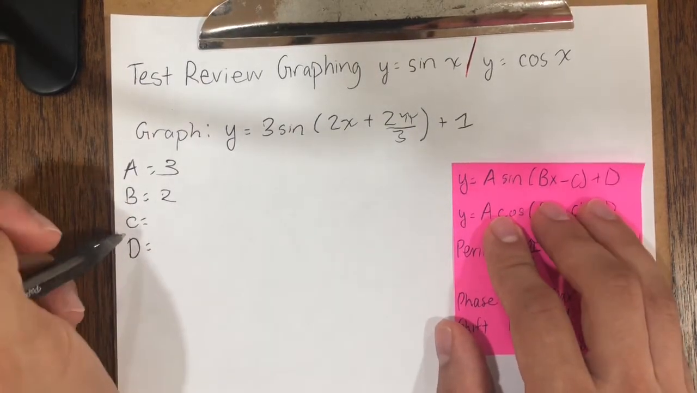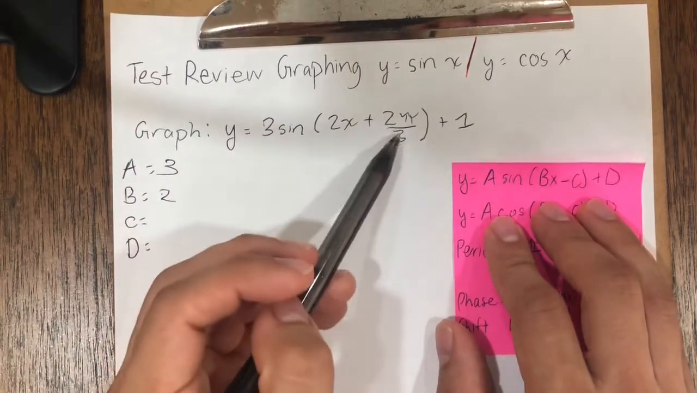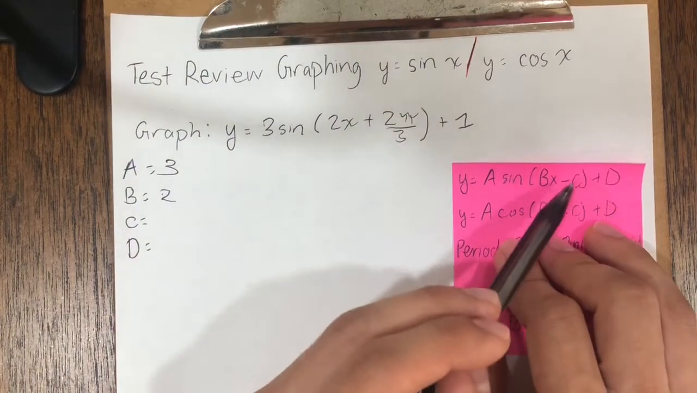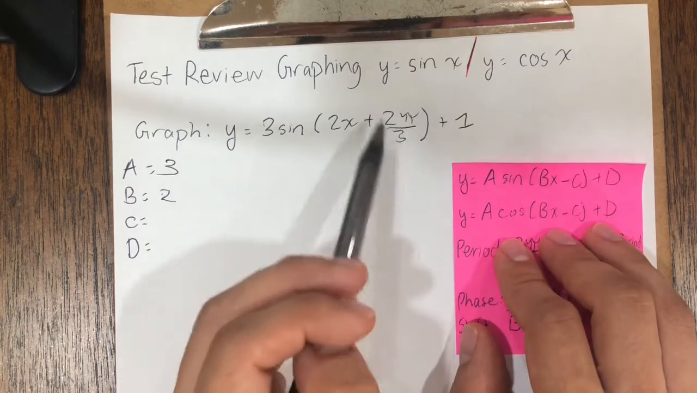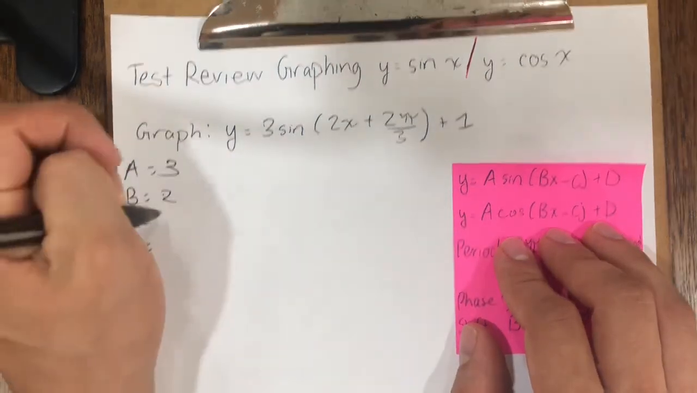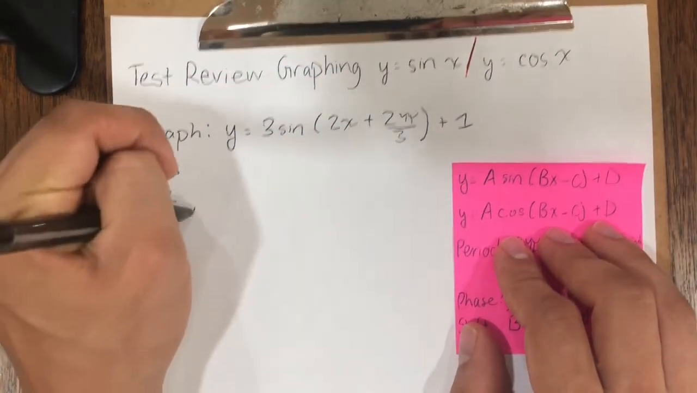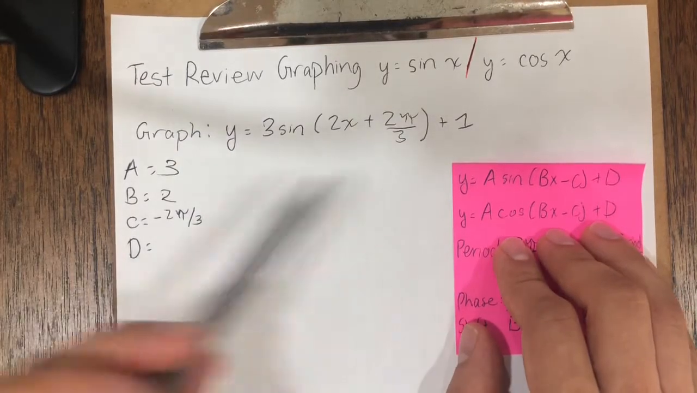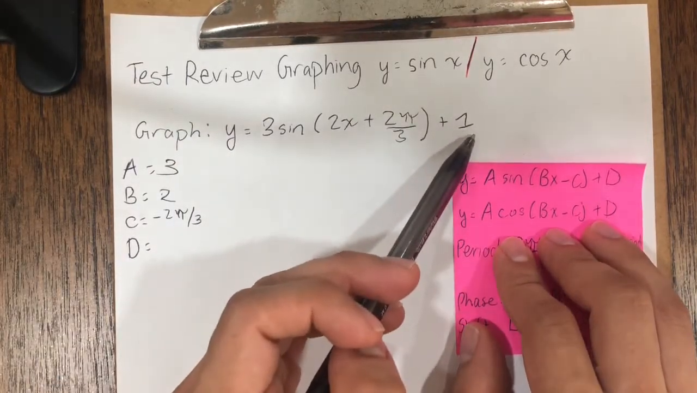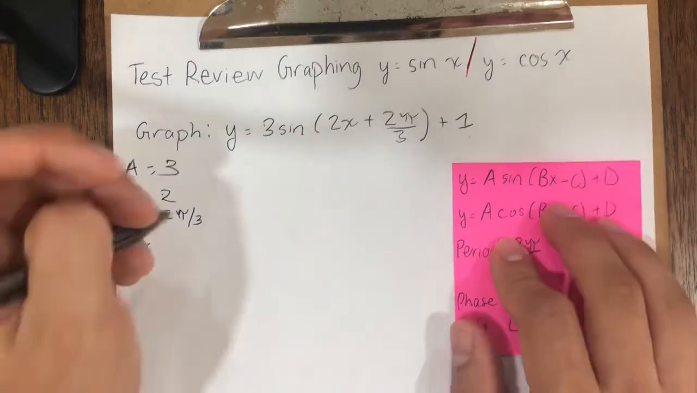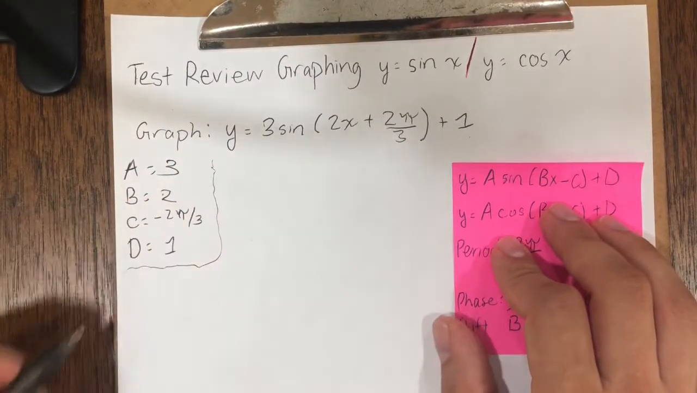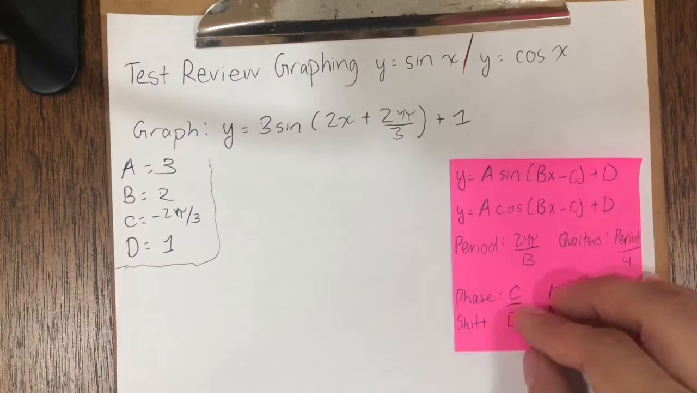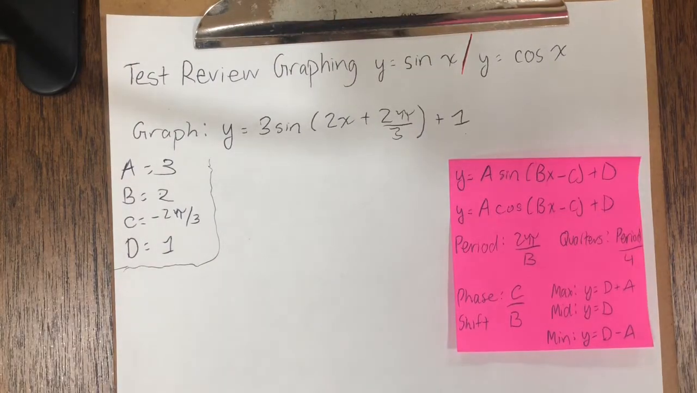Then C, we have plus 2 pi over 3, and originally the C was a negative. So to go from a negative to a positive, this has to be a negative. So C is going to be a negative 2 pi over 3. And then for D, we see we have 1 in the same spot as D, so D is going to be 1.